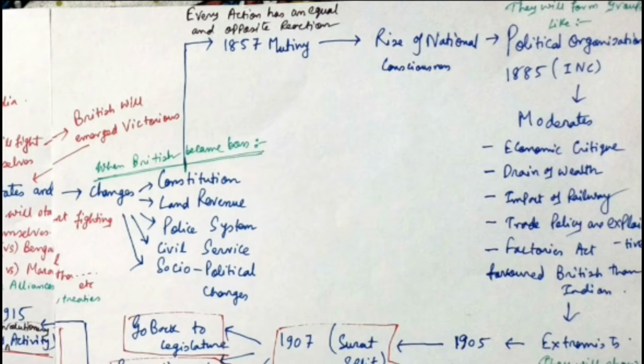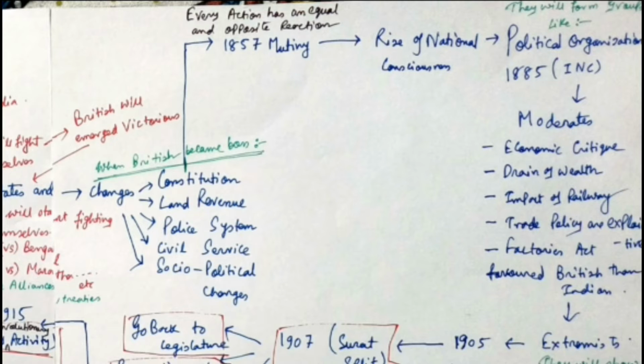But there was a great thing that happened, that is the rise of national consciousness. People began to realize that the British had not come here for our good. They came for their own good, isn't it? Then that rise of national consciousness happened, and after that, they made small groups, and later political organizations were formed. And in 1885 finally the INC, that is the Indian National Congress, was formed, alright.